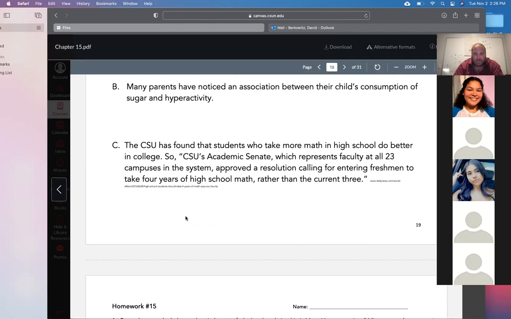B, many parents have noticed an association between their child's consumption of sugar and hyperactivity. Consumption of sugar, how much sugar you have, and hyperactivity. What could be a lurking variable behind that one?